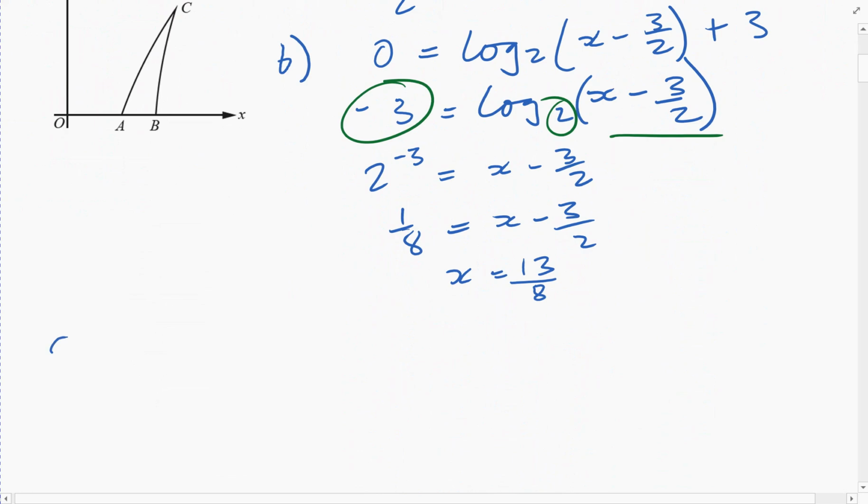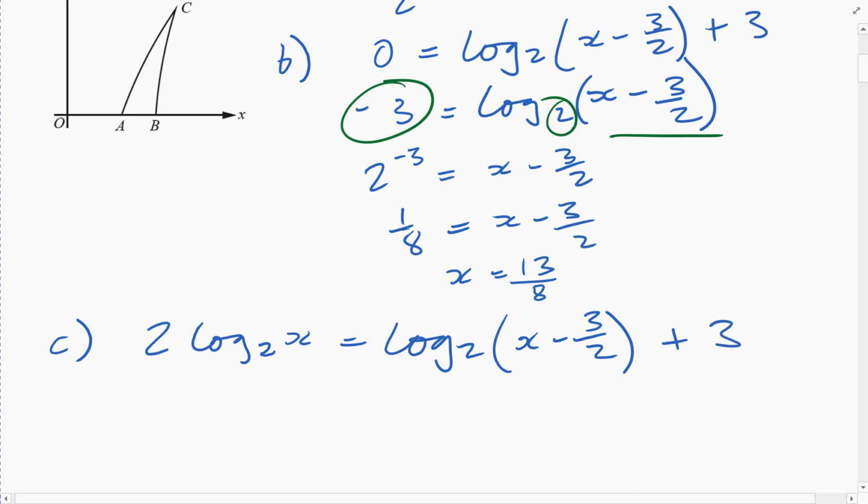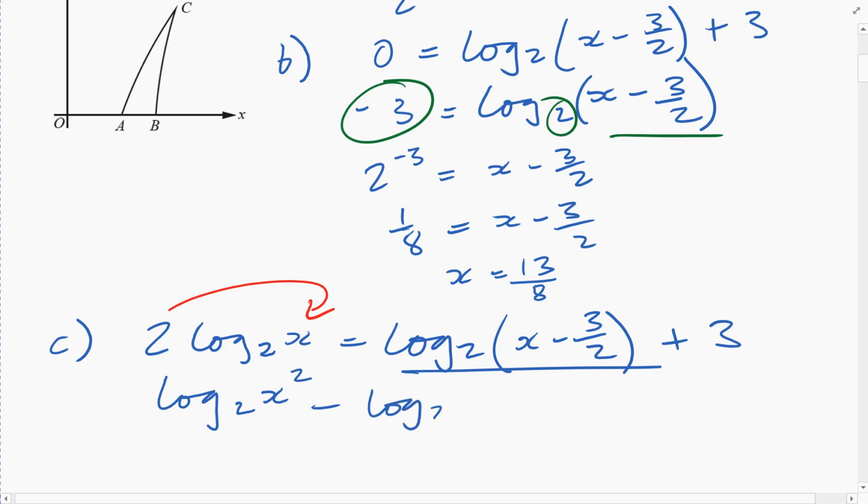So the two graphs are 2 log 2 of x and this one. Now you can't get rid of logs straight away. You've got to get all the logs on one side and make it log 2 of something. So as usual, first thing you probably want to do is make that x squared. So you've got log 2 of x squared. Now if we subtract that from both sides, we'll get this.